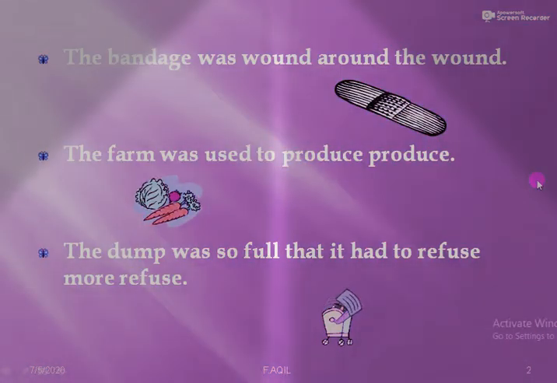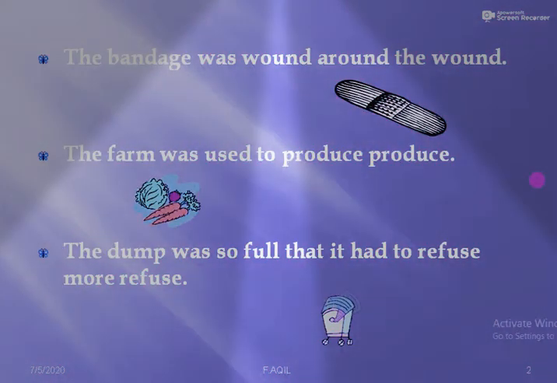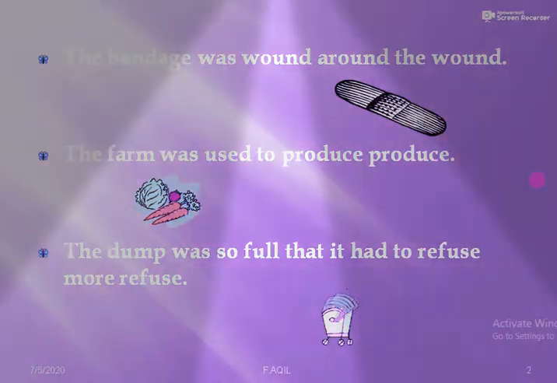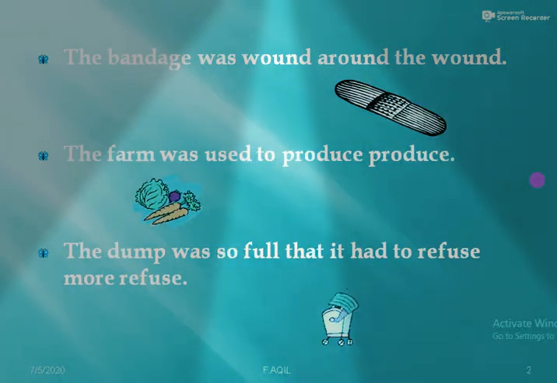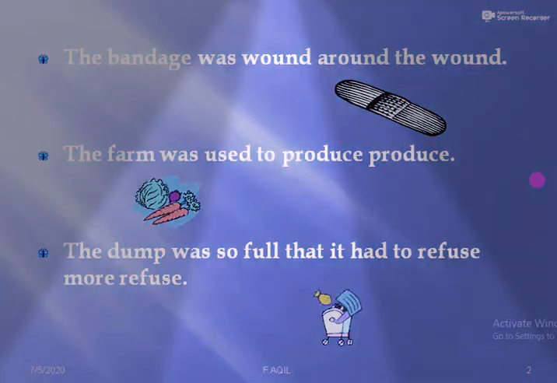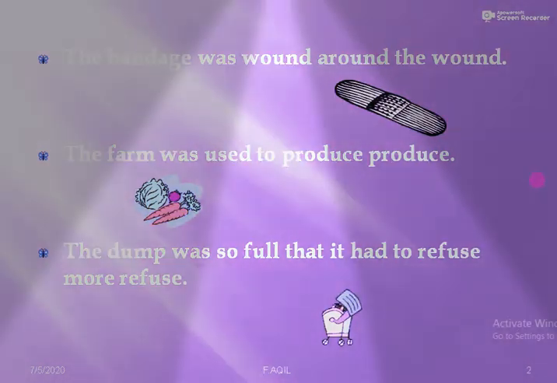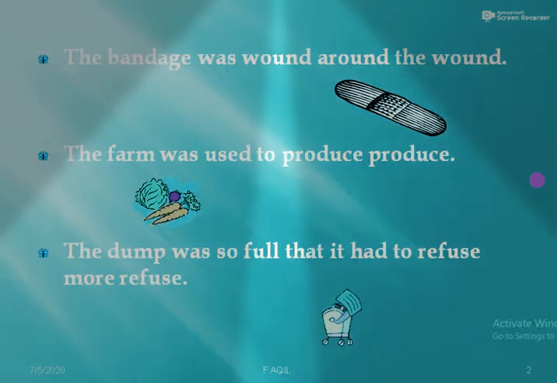The first sentence we have here is, the bandage was wound around the wound. Now we have a bandage, we have a wound. Wound is when we injure ourselves. And then when we wound something, the present tense of this is wind. So when you wind something or when you have wound something, it means when you put it around the wound.